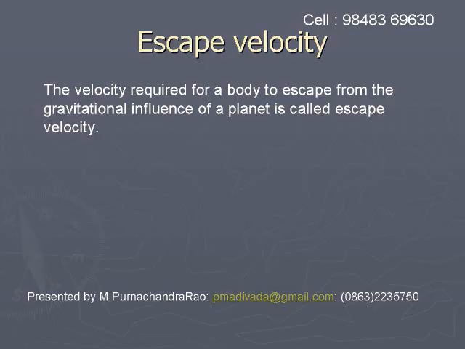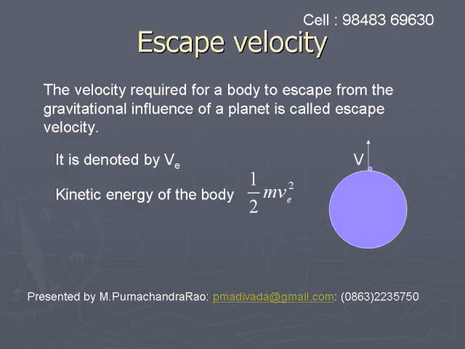It is defined as the minimum velocity required for an object to escape from the gravitational influence of a planet. It is denoted by the symbol VE. The kinetic energy of such a body is half m v square.